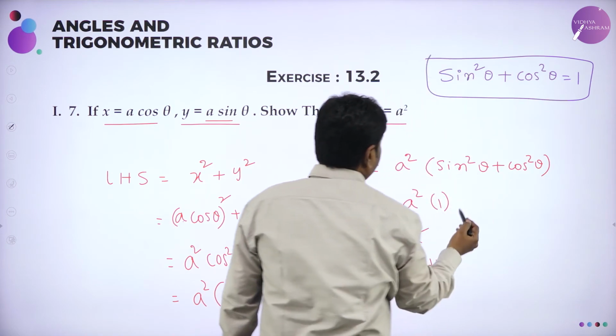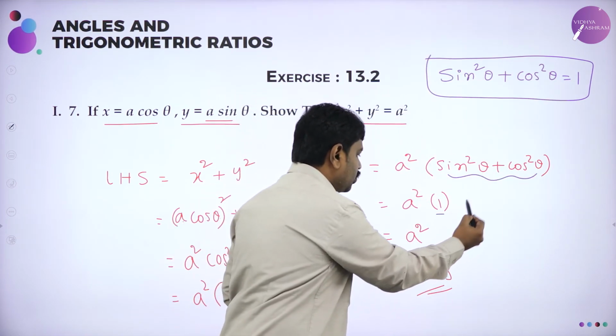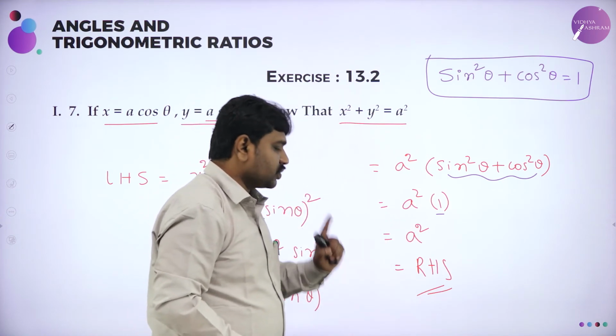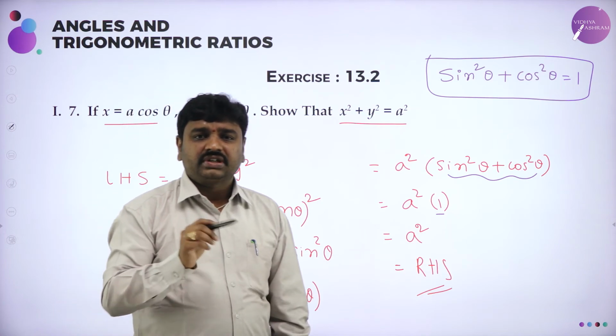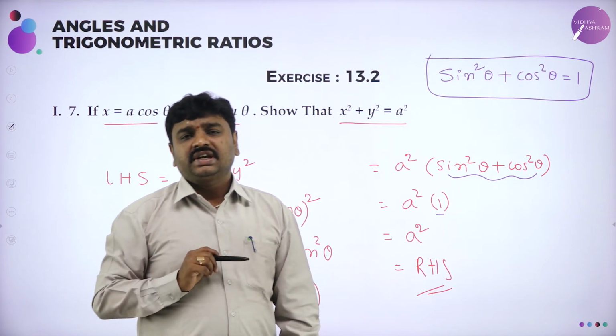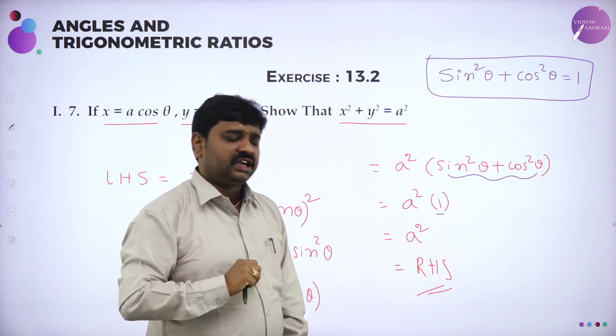So here we have sin square theta plus cos square theta. Instead of sin square theta plus cos square theta, I am writing 1. A square into 1 is a square. That's it. So 3 identities. Sin square theta plus cos square theta is 1. 1 plus tan square theta is secant square theta. 1 plus cot square theta is cosecant square theta. You should be thorough with all 3 identities.